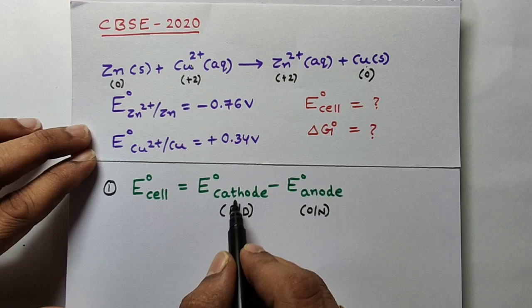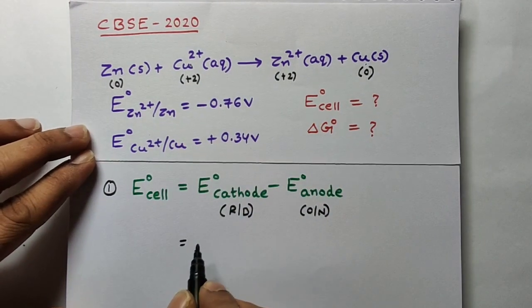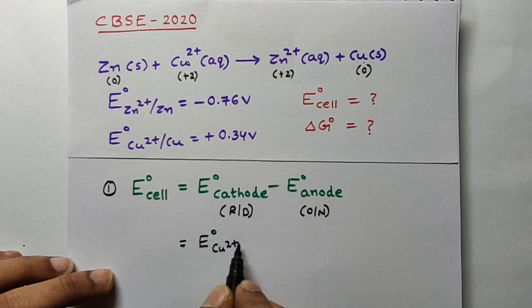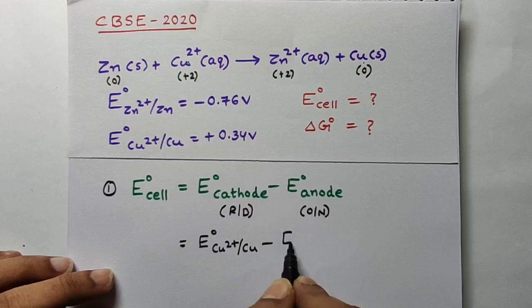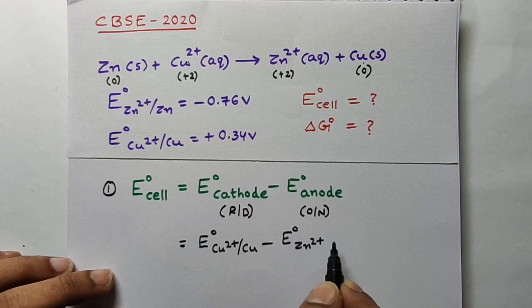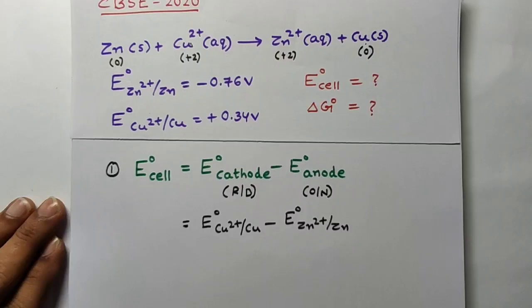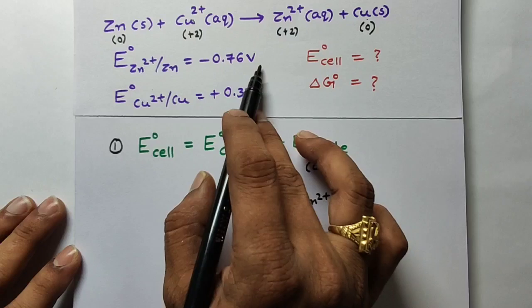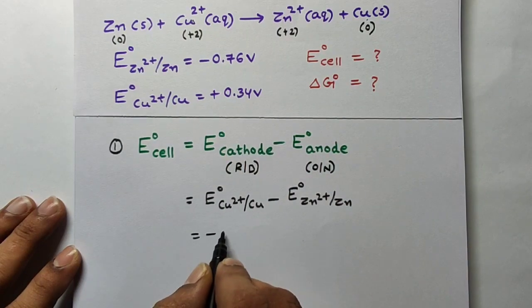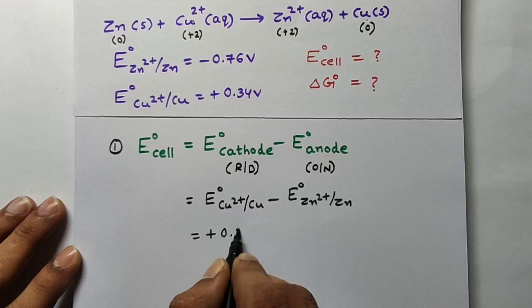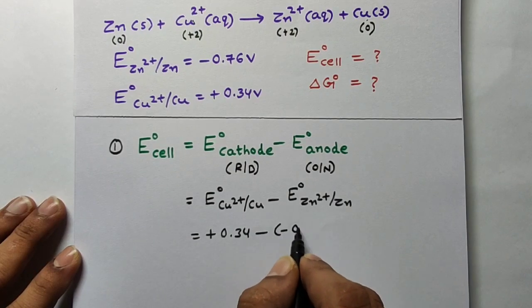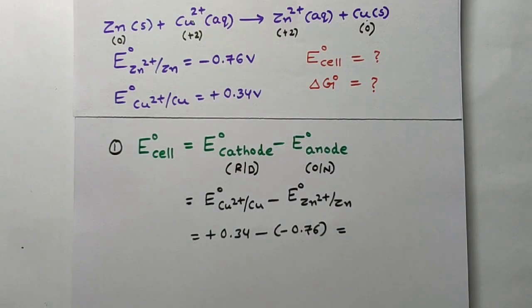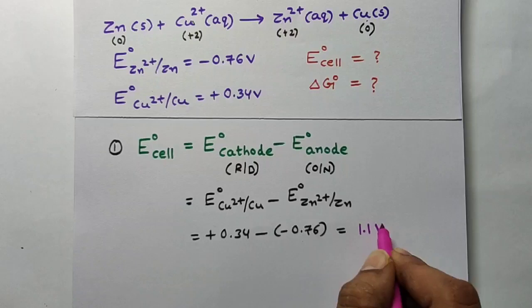Okay, so which one do we have to take as cathode? Copper, right? So that's why E naught Cu2 plus/Cu minus E naught Zn2 plus/Zn we have to take. Got it, right? So now, what is the copper value given in the question? 0.34, zinc value minus 0.76. So let us write plus 0.34 minus minus 0.76. Minus into minus is plus, right? So if we add both, we will get 1.1 volt.